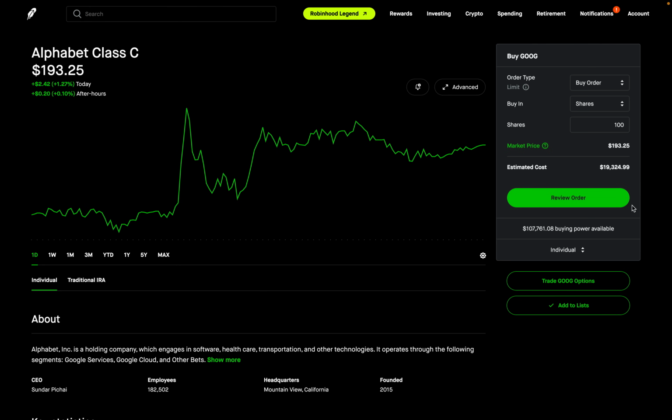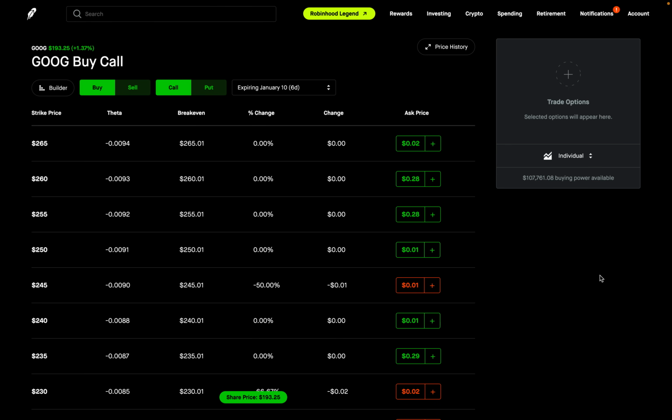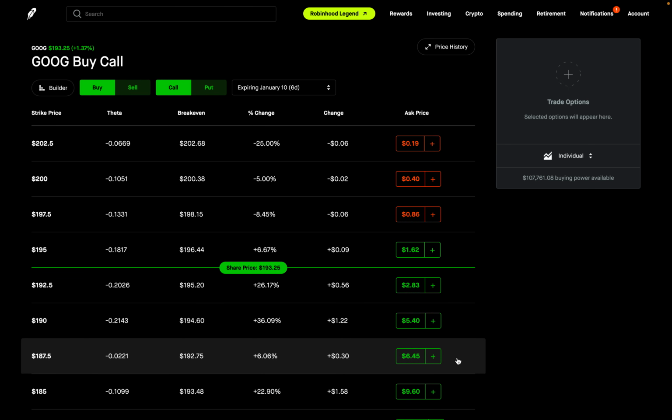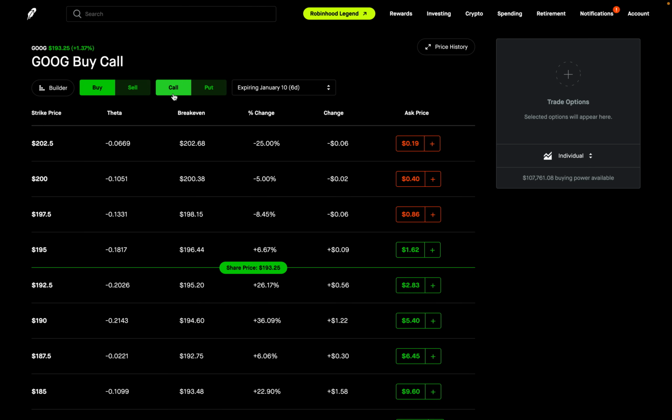So what I'm going to do is I'm going to go into the options here for Google. Again, everything I'm showing you here today is just an example. And so the first thing we need to be able to do here is we need to somehow mimic owning 100 shares of the stock. And one way we can do this is by buying a deep in the money call. So here we are on calls, and we need to buy a deep in the money call.